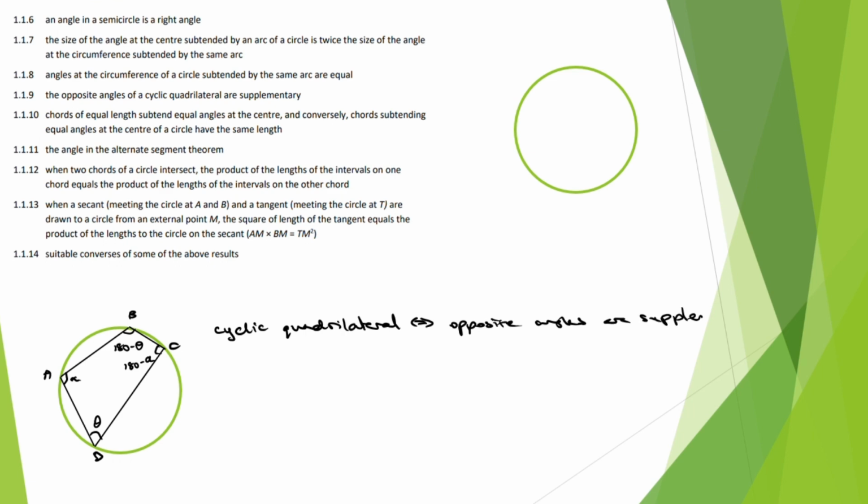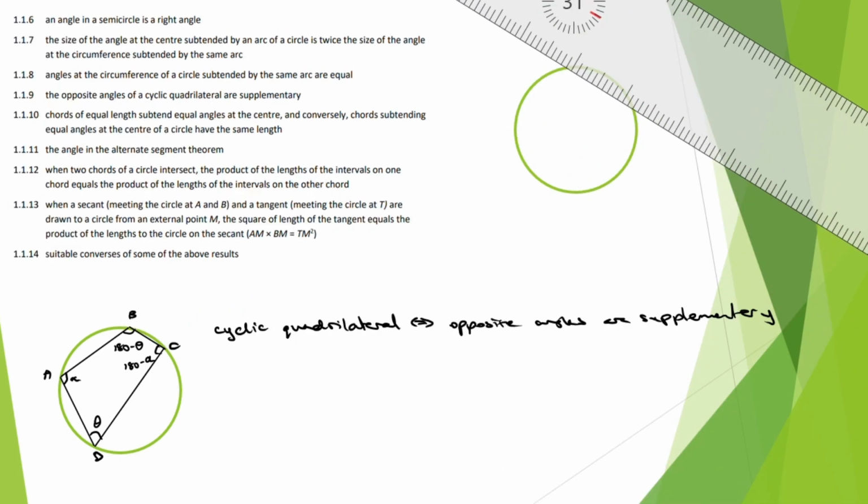So if you see a quadrilateral whose corners are at the circumference of the circle, you will know that the opposite angles will be supplementary. And conversely, if you see a quadrilateral and the opposite angles are supplementary, that means you must be able to construct a circle such that the circle's circumference passes through all of the corners of that quadrilateral.